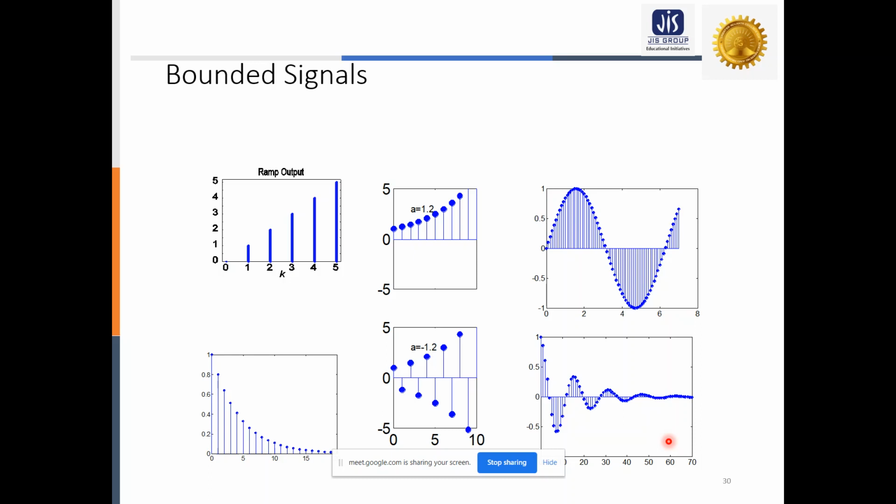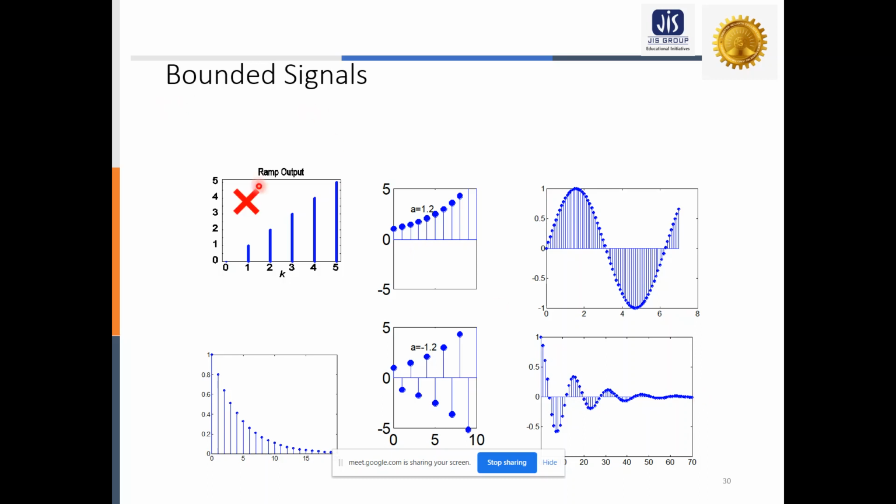Now some specific bounded signal examples. The first is the ramp output. This is an exponential sequence, and this is a typical sinusoidal sequence with samples at some sampling interval, and this is also an exponentially decaying sequence with samples at the sampling time. And this is a two-sided sequence, with values alternating on both the positive and negative axis, and this is a damped sequence with damped oscillation.